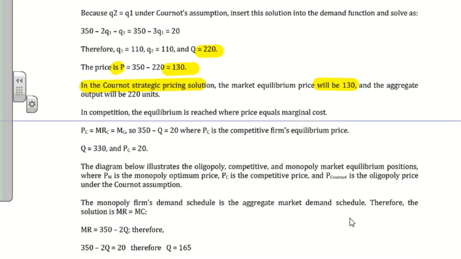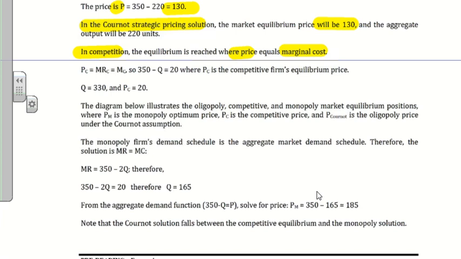In competition, the equilibrium, we said before, is where price is equal to marginal cost. Here is the competitive firms' equilibrium price. You can see that differs a little bit, doesn't it? We look at the diagram which shows oligopoly, competitive, and monopoly market equilibrium positions. And just remember, why do we call it P Cournot? Because that's the price under the Cournot assumption.